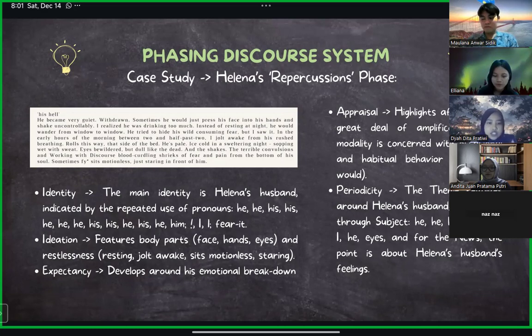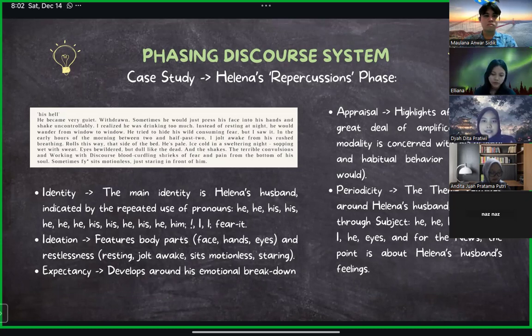The second one is about ideation. In his hell, ideation features body parts such as face, hands, and eyes, and restlessness such as resting, jolt awake, sits motionless, and staring. The third one is about expectancy. In his hell, the expectancy develops around his emotional breakdown. The fourth one is about appraisal. His hell highlights affect and a great deal of amplification, while modality is concerned with occasional and habitual behavior marked by words such as sometimes and would. And the fifth one is about periodicity. In his hell, the theme revolves around Helena's husband, established through subjects such as he, I, and eyes, and for the news, the point is about Helena's husband's feelings.